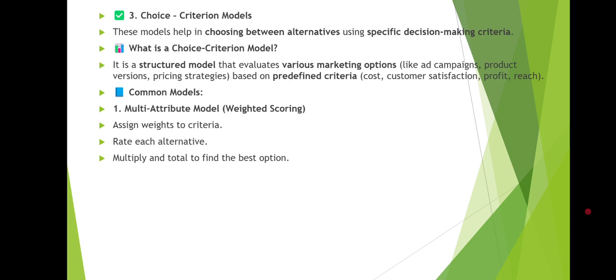Next topic we have choice criterion model. These models help in choosing between alternatives using specific decision making criteria. What is a choice criterion model? It is a structured model that evaluates various marketing options like ad campaign, product version, pricing strategies based on predefined criteria: cost, customer satisfaction, profit, reach, etc. These are the common models. First, we have multi-attribute model, which includes weighted scoring. Assign weight to criteria, rate each alternative, and multiply and total to find the best option.